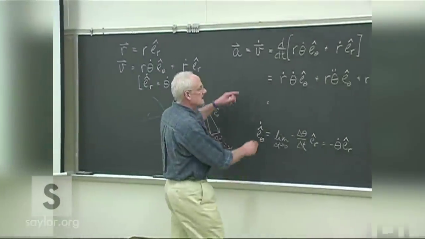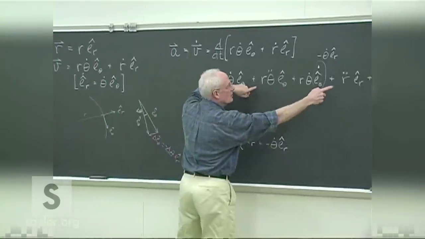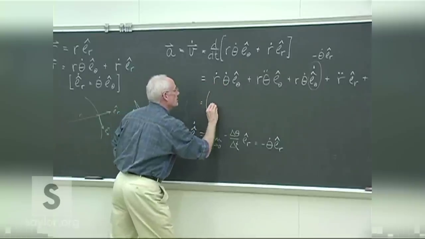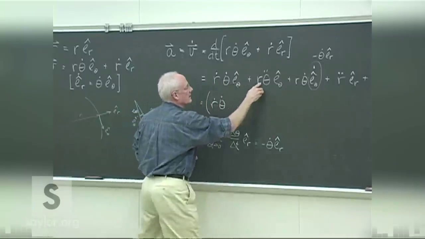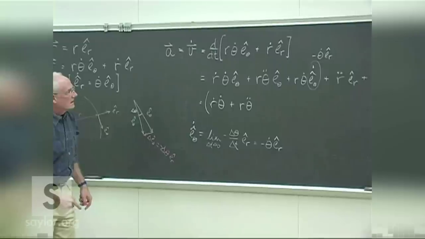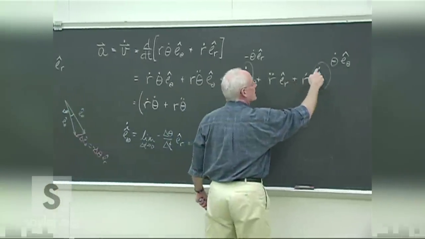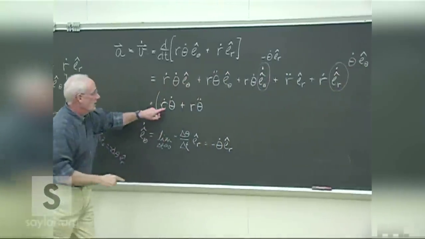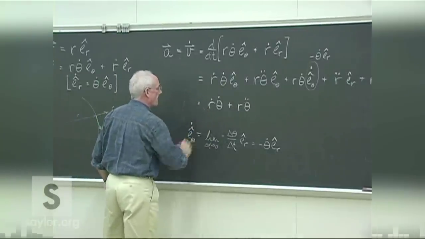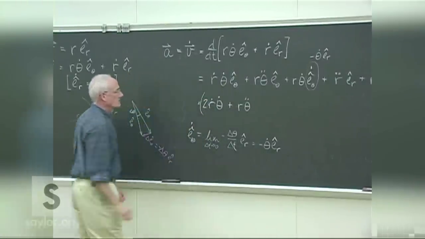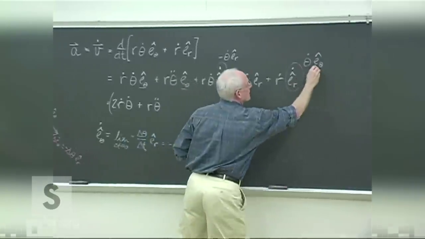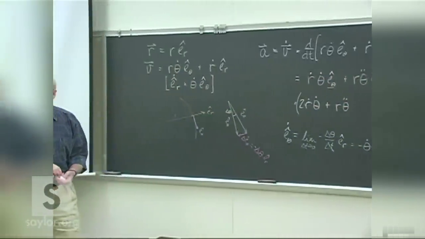So let's collect like terms, which means group them by unit vector. So that's r dot theta dot e theta plus r theta double dot e theta plus the last one, r dot theta dot e theta. Oh, but I already have one of those, so I'll just put a 2 in front of it. So I took care of this one. e theta, e theta, e theta. Everybody comfortable so far?